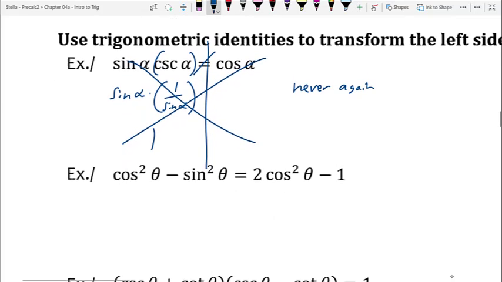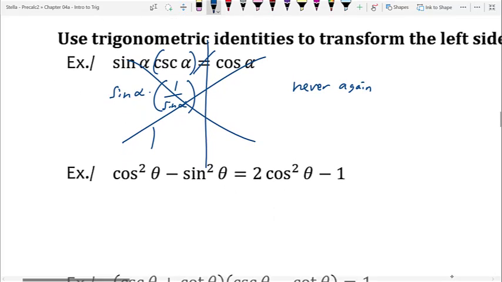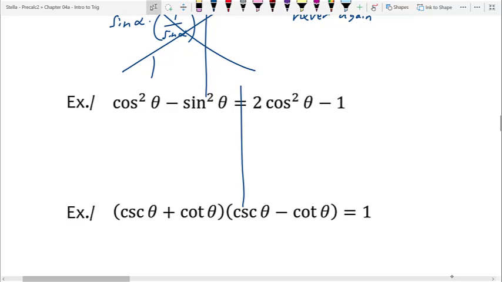So let's go to a real one that we might actually see. We're going to use this to transform the left side into the right side.